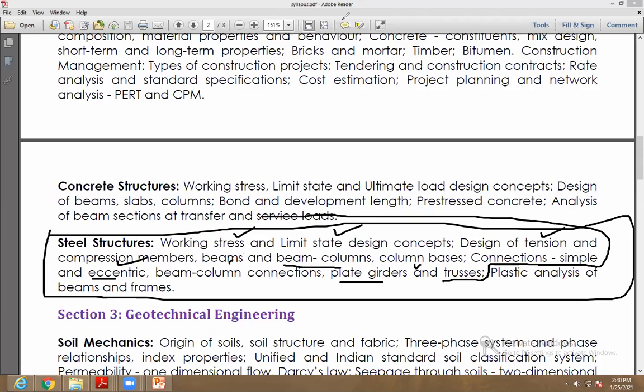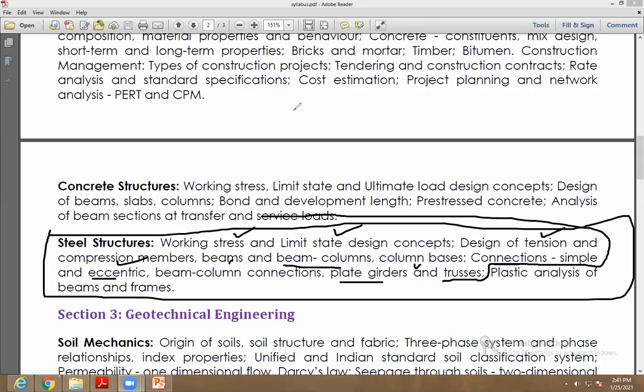The question, which method it will come on, I don't know, but you have to prepare for both the methods, working stress as well as the limit state method. Which method will be asked, I don't know, but depending upon the question, the data which is given or the code which is mentioned in the question paper, from that you can identify the method of design, whether it is working stress method or limit state method.